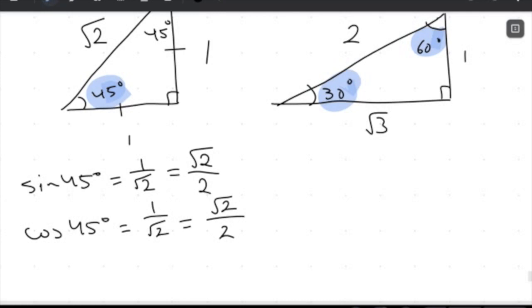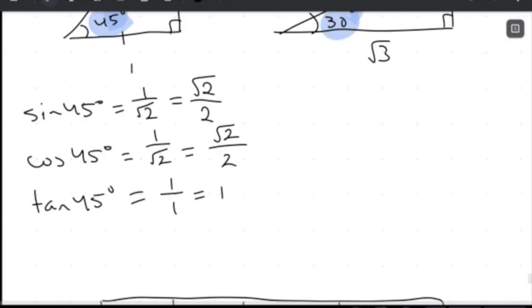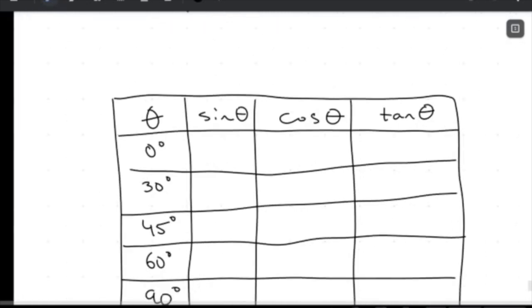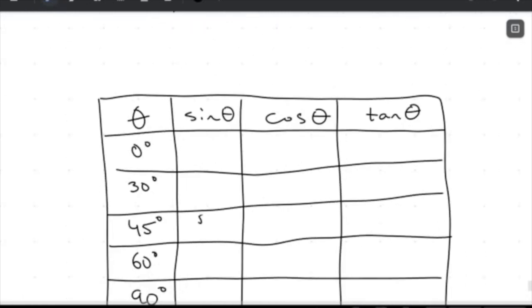Beautiful. And we have our tan of 45. That's my opposite over adjacent. Gives me 1 over 1, which gives me 1. Okay. Let's come up with a couple more. Well, actually, let's just fill these in, shall we? So we have for sine 45, root 2 over 2, cos 45, root 2 over 2, and tan 45, 1.